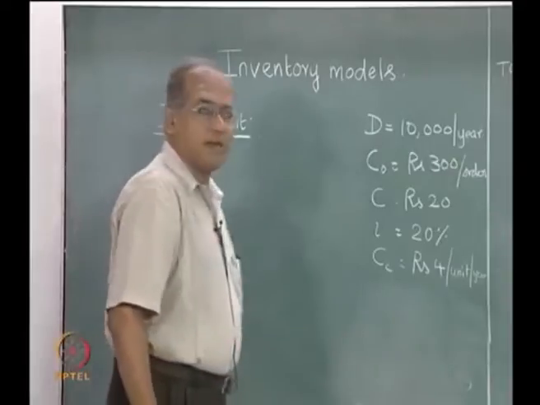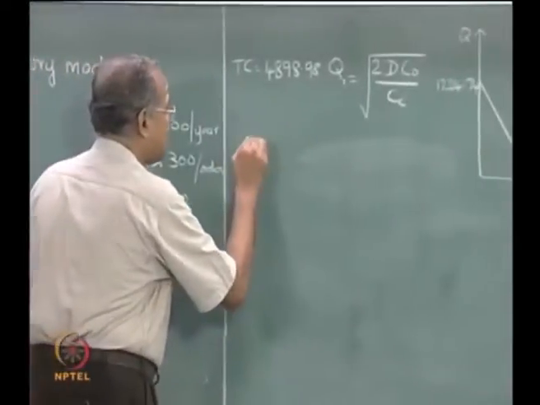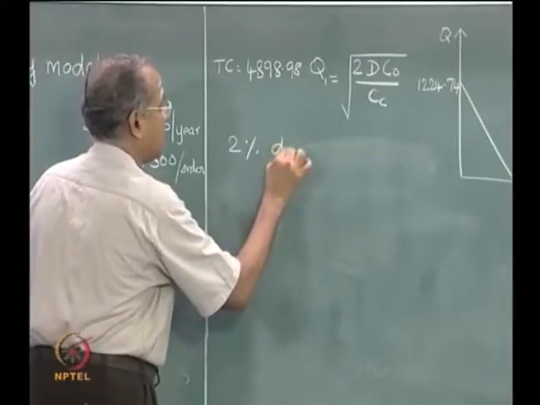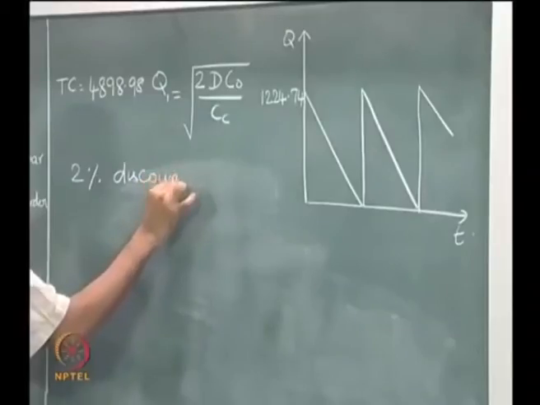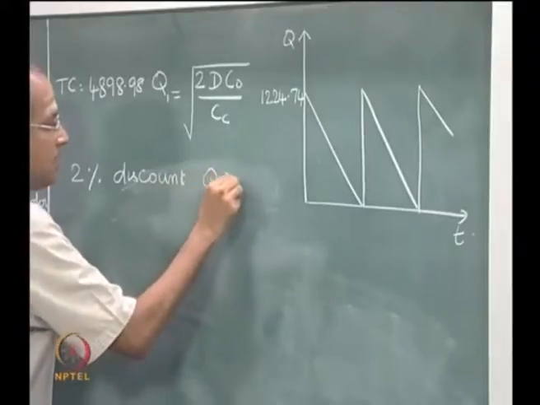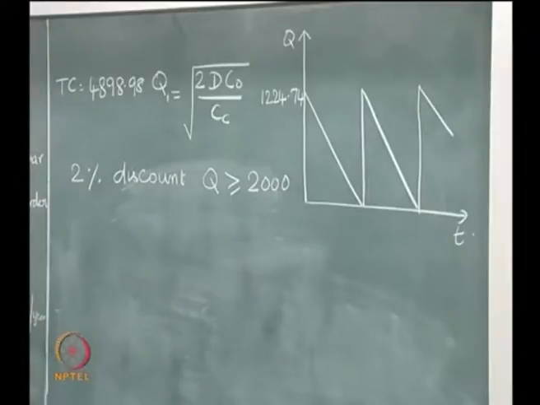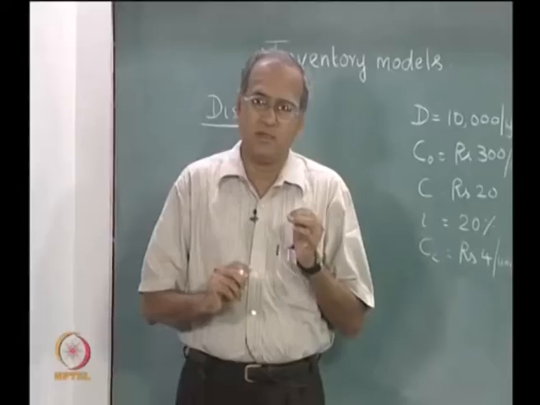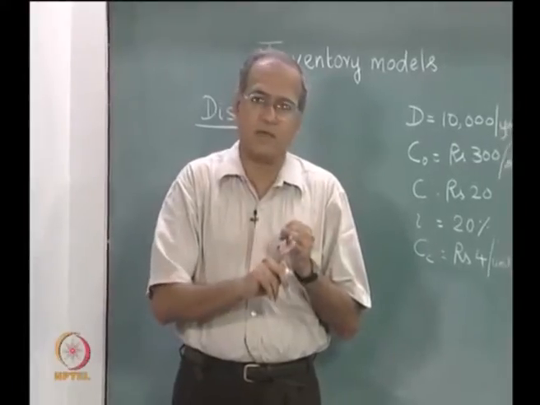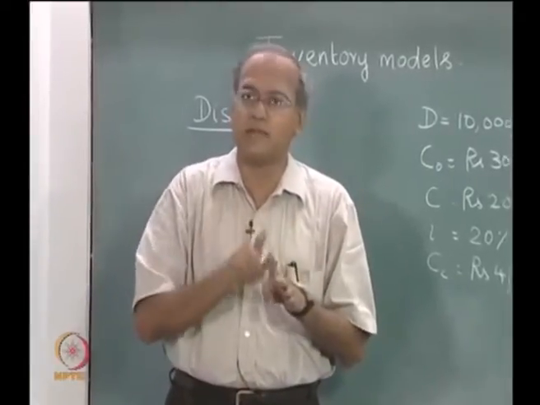Now, let us assume that the vendor is willing to give a 2% discount when the order quantity Q is greater than or equal to 2000. Now, if we go back to the derivation of this Q1, when we derived the expression for Q1, we first said that we would consider there were 4 costs: the order cost, the carrying cost, the back order cost and the cost of the item.